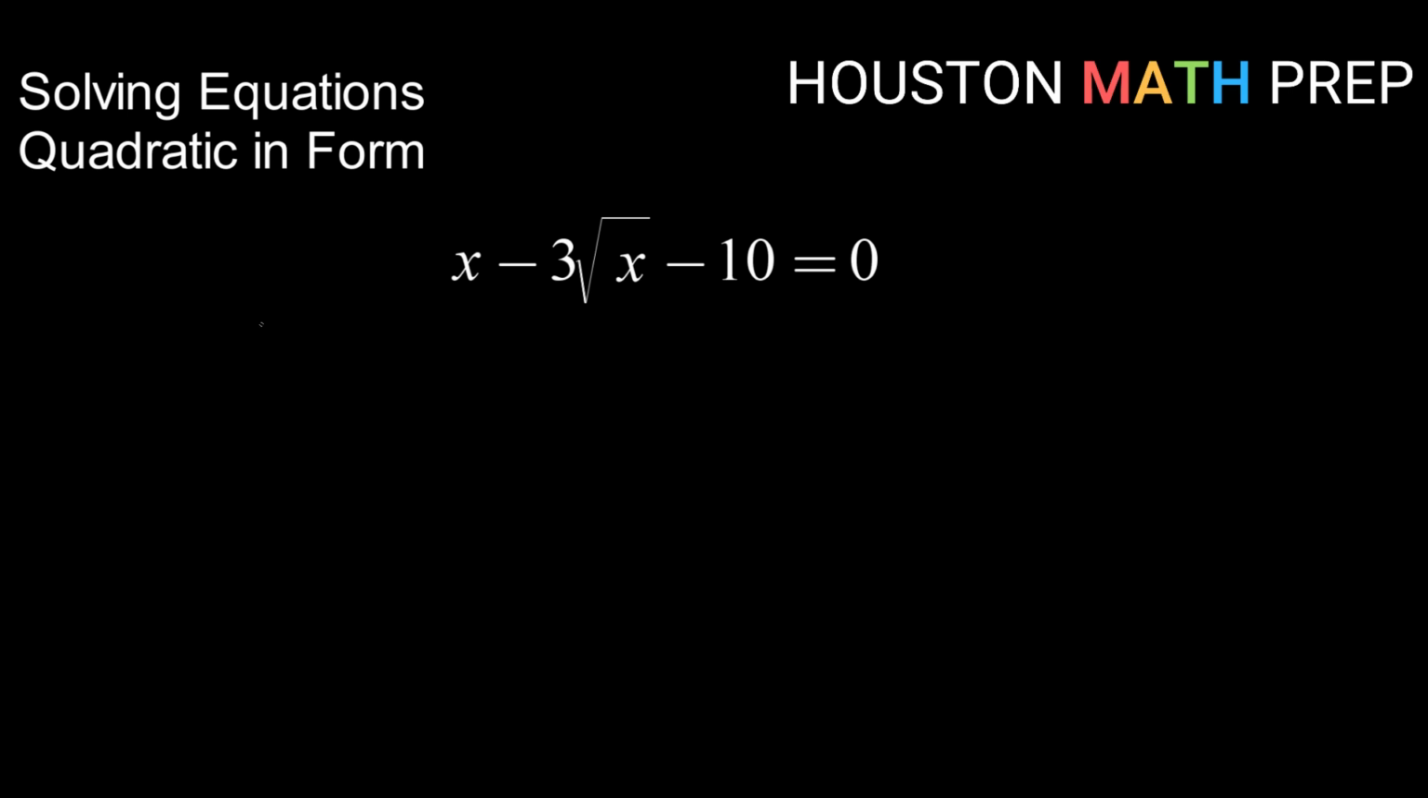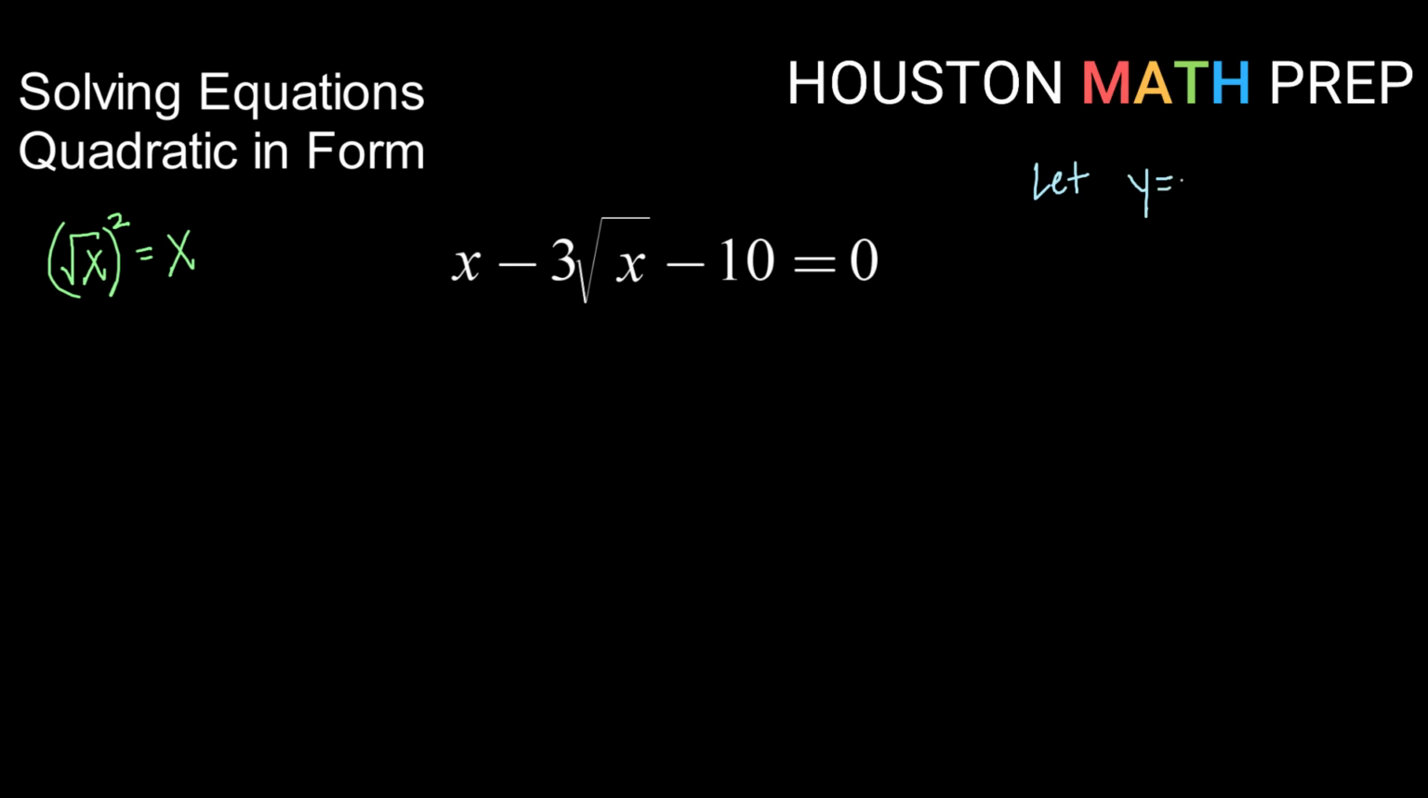Okay, let's try another one like that. x minus 3 times the square root of x minus 10 equals 0. All right, in this one, it may be a little bit harder to see that this one is quadratic in form. But if we think about the fact that the square root of x squared is in fact x, we can see that we do have that squared relationship here, or that doubling of our exponent. So we can make the same type of substitution.